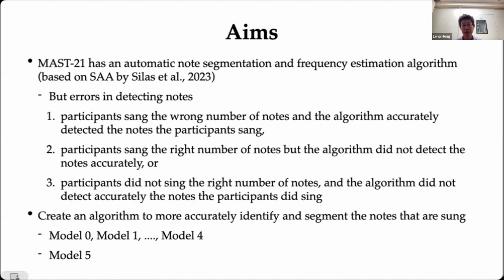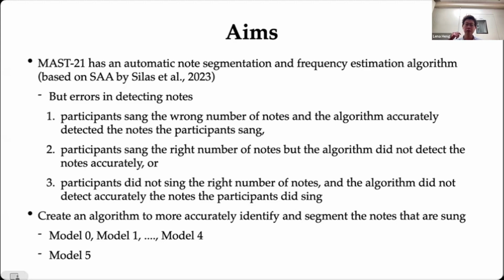MAS 21 is based on an implementation, the Singing Ability Assessment by Sebastian Silas. It has a built-in automatic note segmentation and frequency estimation algorithm, which performs quite well when the singing is well produced. With this test battery potentially being used to test different populations whose singing abilities and vocal control may be more varied, however, we encounter some problems. We found many instances where the automatic algorithm did not detect the right number of notes, meaning in a 3-note trial, for instance, there could only be 2 notes detected, or 4 or 5 notes detected.